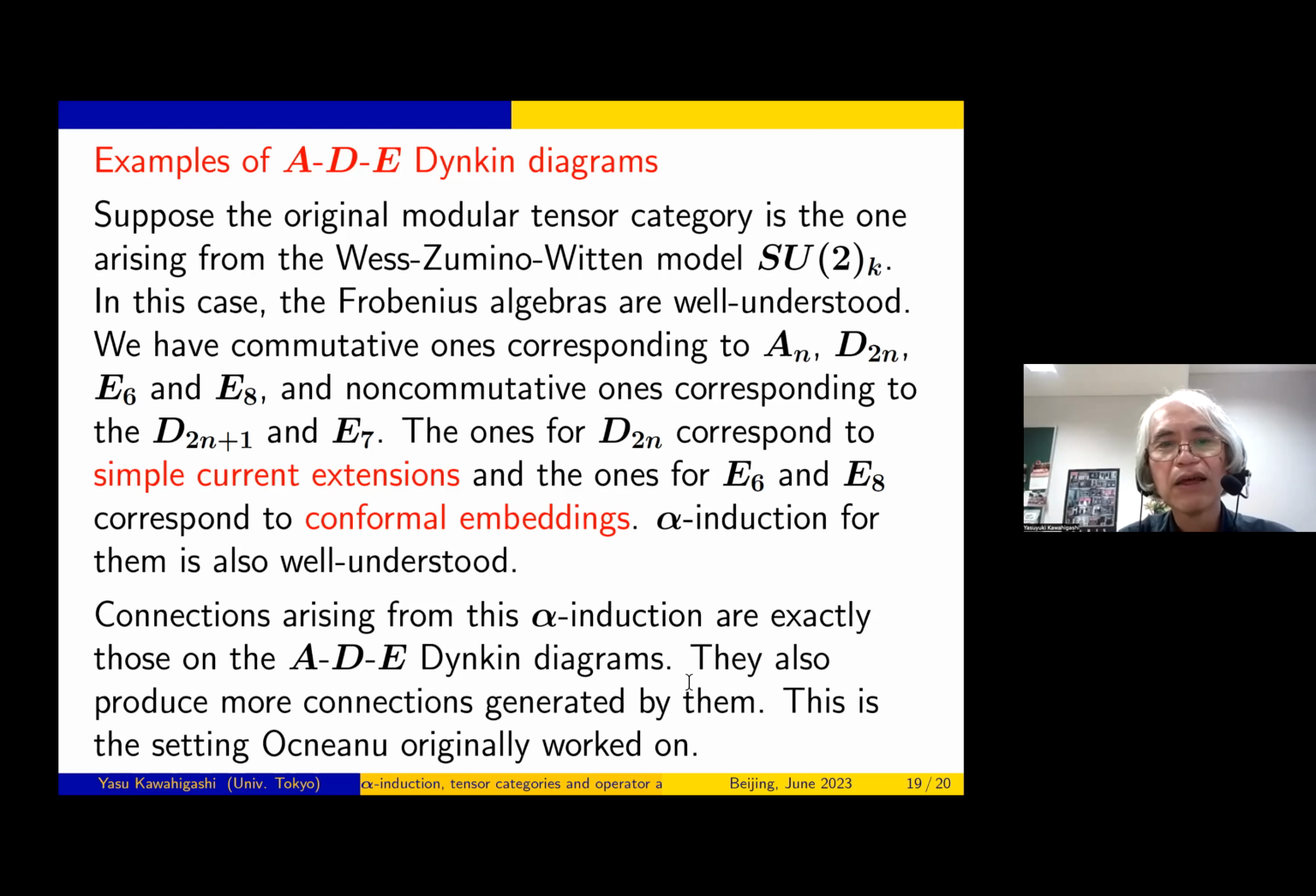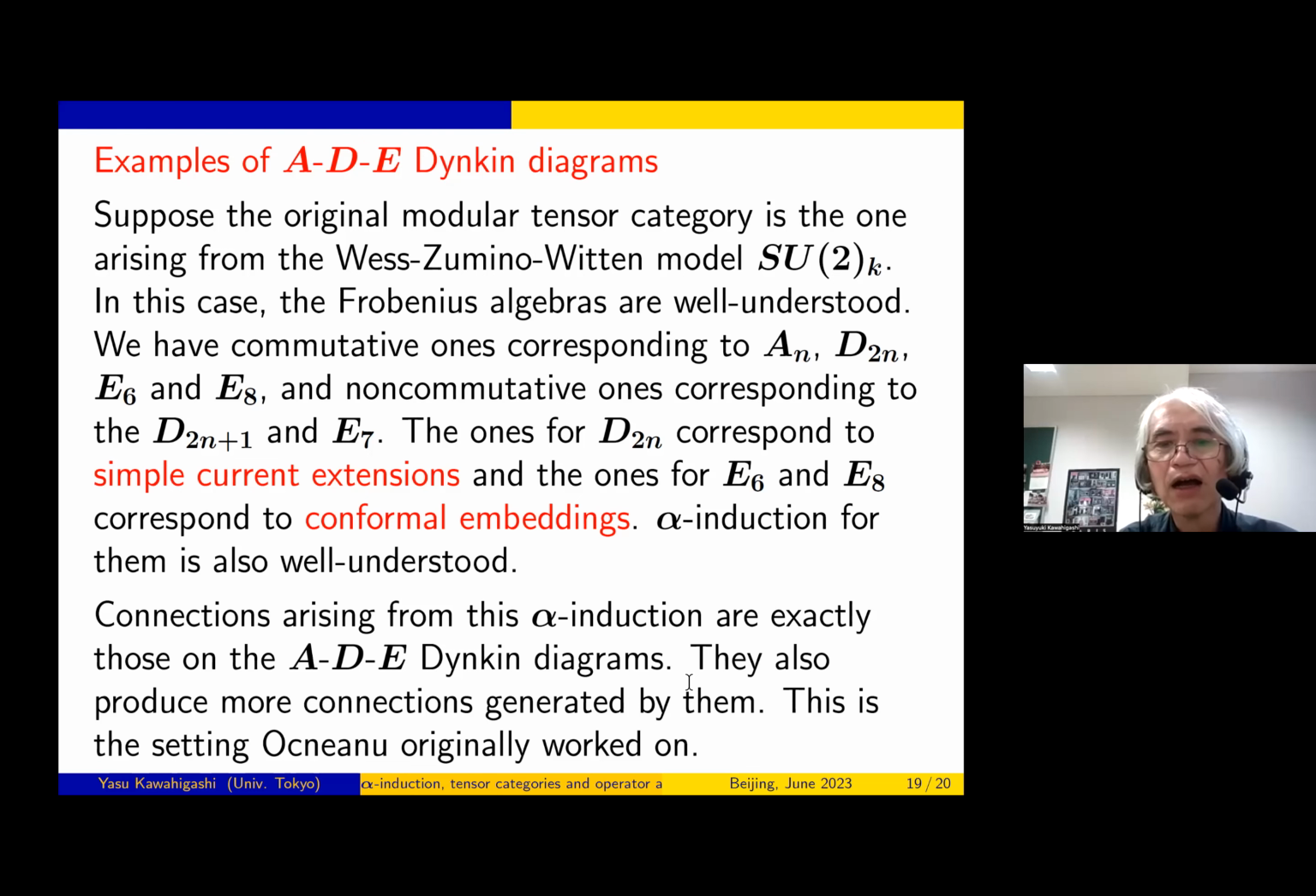Then, as I said, these Frobenius algebras correspond to extensions of conformal field theories. And the ones for D_2N correspond to the simple current extensions. So they are extensions of index 2. They are rather easy. Basically just the cross product, a semi-direct product of order 2. And then the ones for E6 and E8 really correspond to conformal embeddings at the SU(2) level, level 10 and 28, yeah. So they really correspond to conformal embeddings.